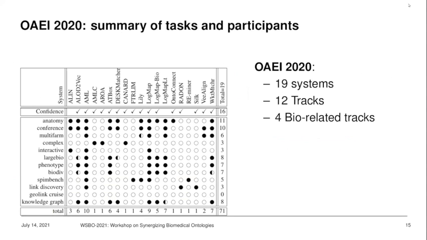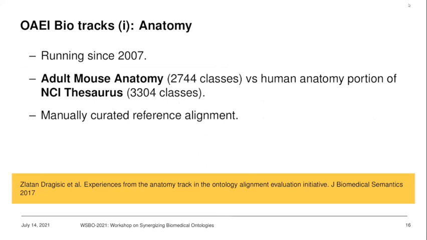And this is the overview of the tracks we have in 2020. We have probably the same number of tracks this year. Last year we had 12 tracks, and 4 of them were bio-related tracks. I'm going to give you a very quick overview because I think I'm already running a bit out of time. So we have one track that is the classical bio track in the campaign.